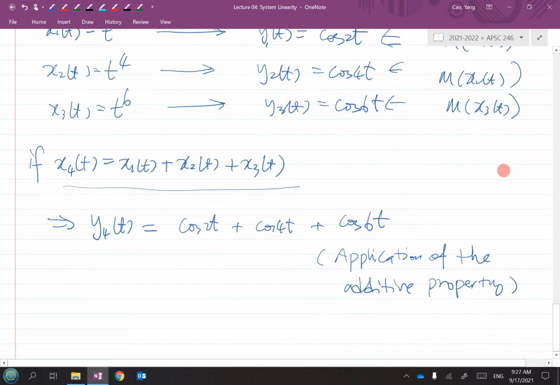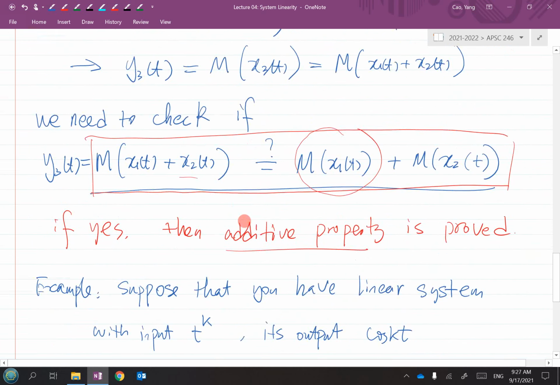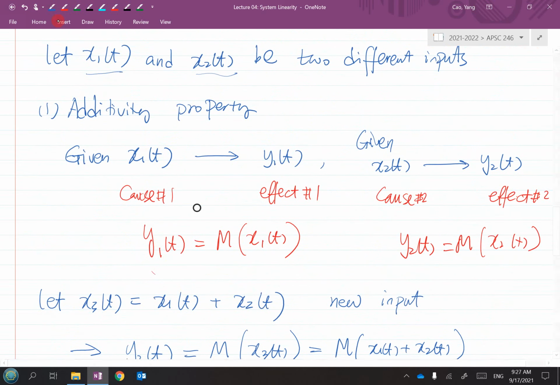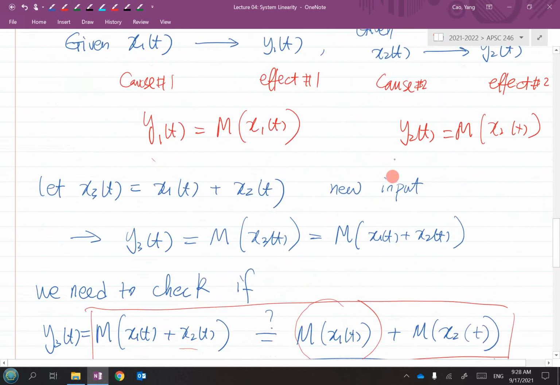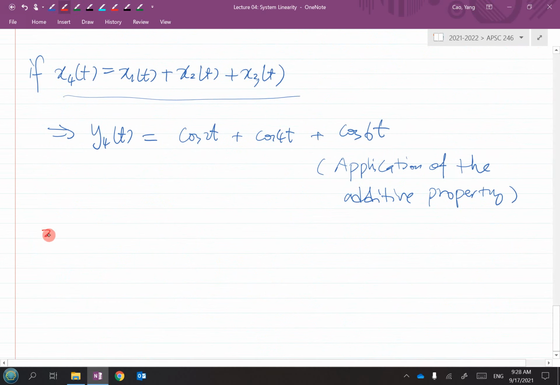Maybe what's better is to finish the homogeneity property first, and then we'll look at both as a whole to cover an example. So let's look at the next one here. This was the additive property, number 1. Let's look at the second property here: the homogeneity property.